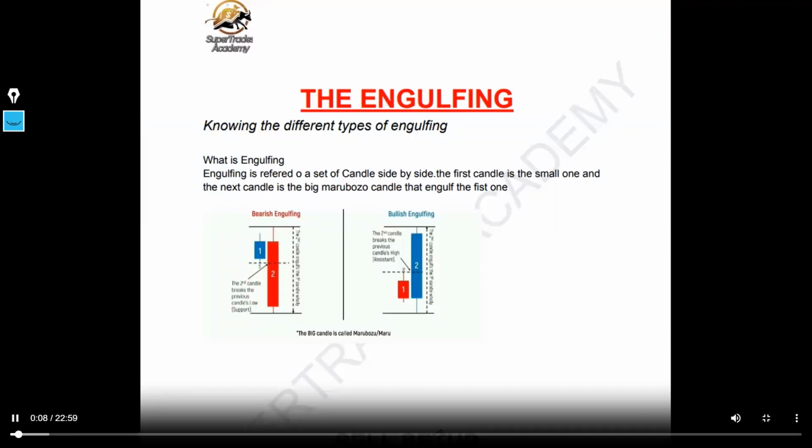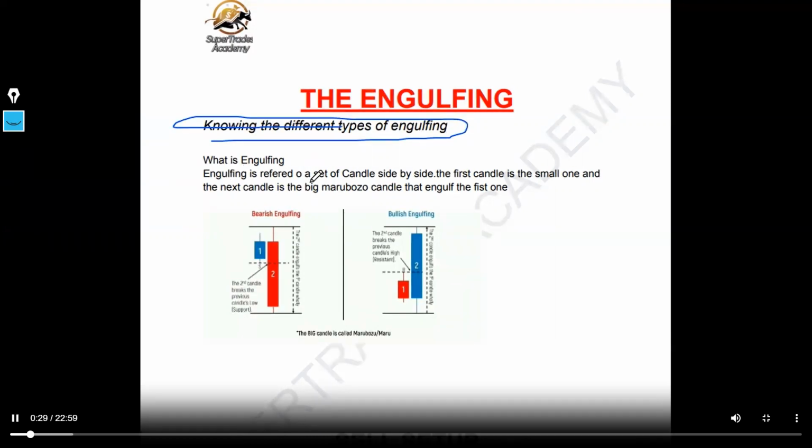Before I start, I will always remind you this, guys: patience. It's better to sit down and wait for a setup than to chase. Always wait for the perfect setup. So here we're going to learn the different types of engulfing.